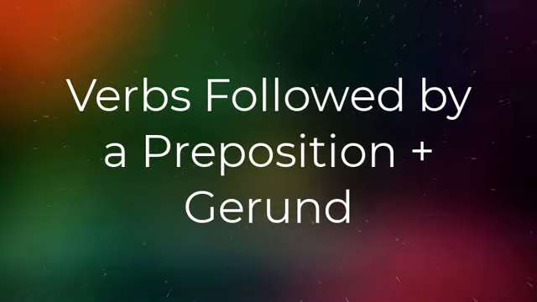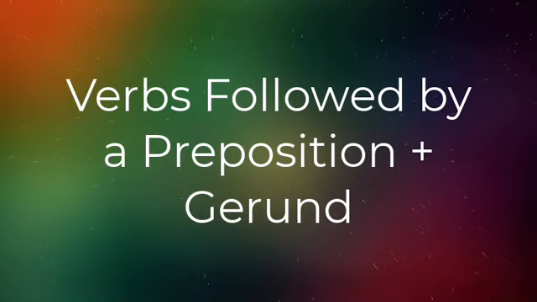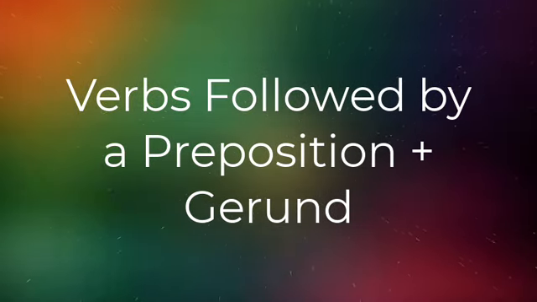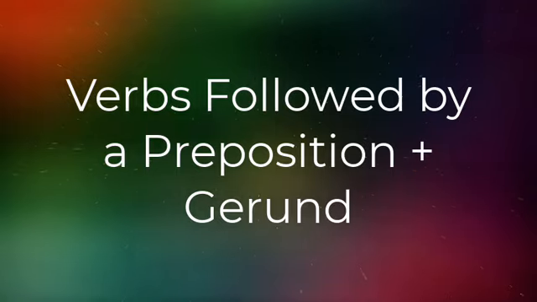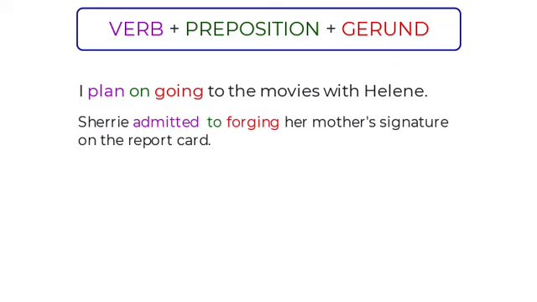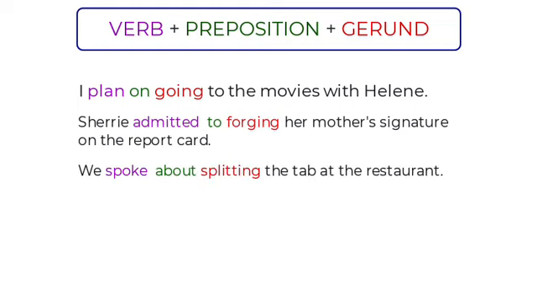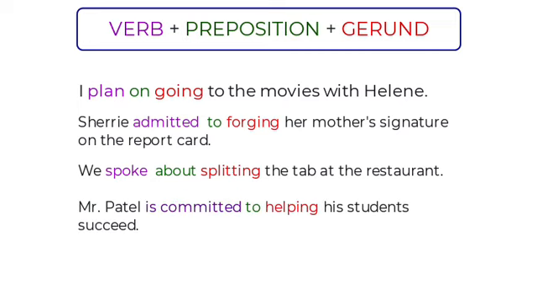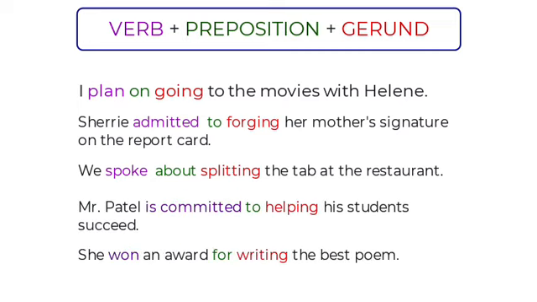Let's look at verbs followed by a preposition and then the gerund. You will commonly see these constructions. I plan on going to the movies with Helene. Sherry admitted to forging her mother's signature on the report card. We spoke about splitting the tab at the restaurant. Mr. Patel is committed to helping his students succeed. She won an award for writing the best poem.